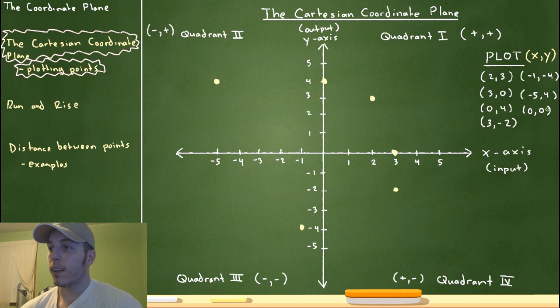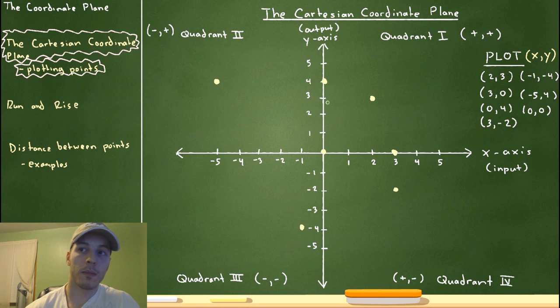Okay. And lastly, (0, 0). Where's (0, 0)? Well, that's the origin. So that's directly in the center of our Cartesian coordinate plane. Okay. So that is how we plot points. If you're comfortable with that, that's great. If not, take a look back and take a look through these examples here.